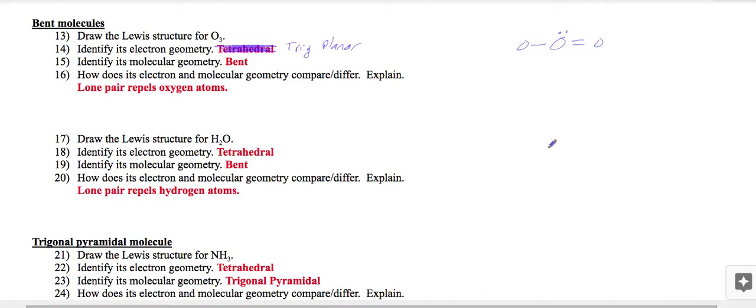Water, though, is going to be tetrahedral. We have hydrogen, hydrogen, 4 things attached to it, 1, 2, 3, 4, and it becomes bent because of the extra electron pairs. So that is our bent molecules.